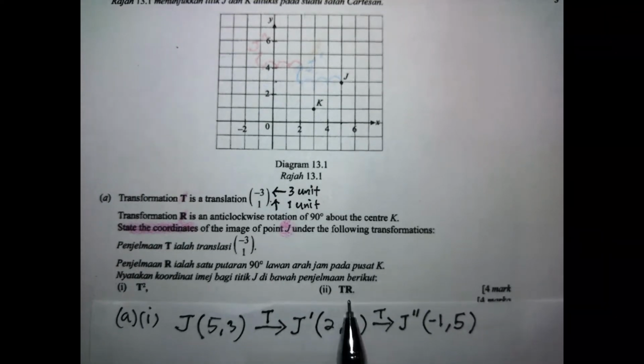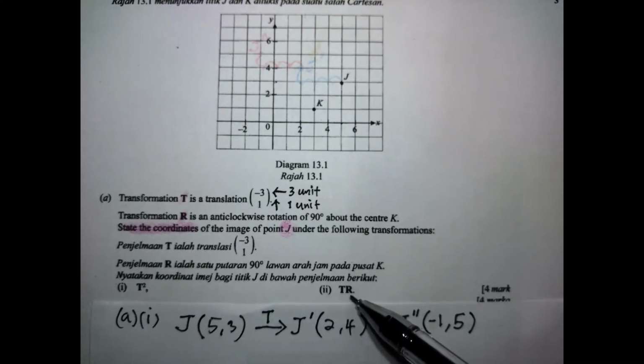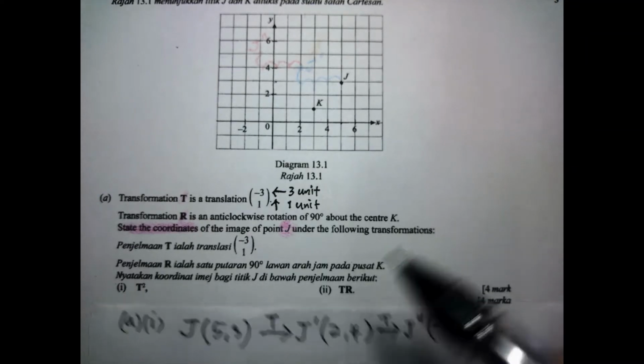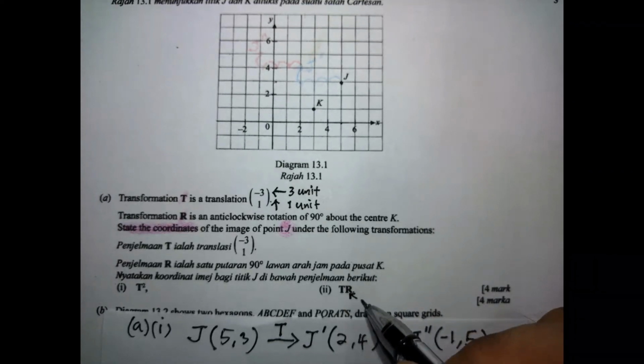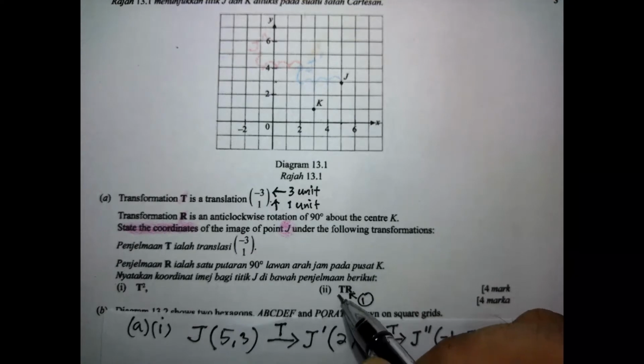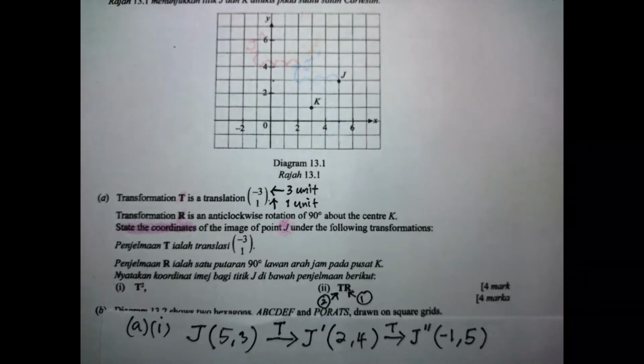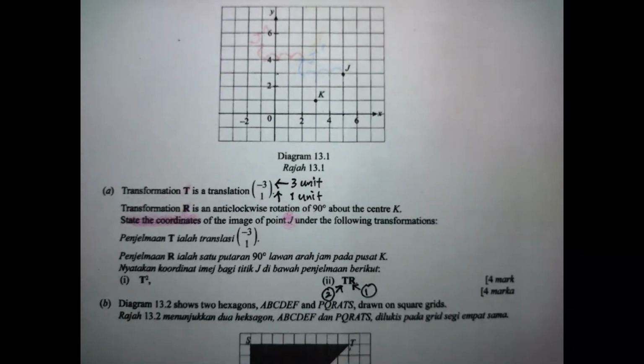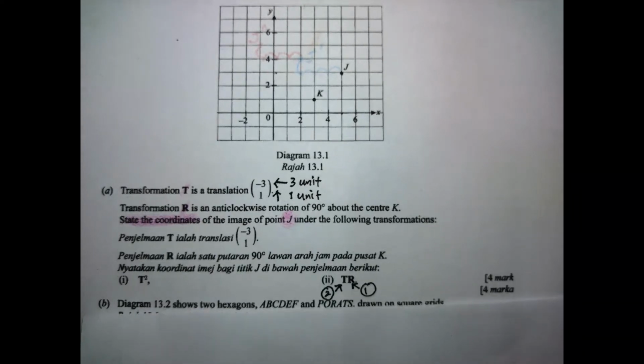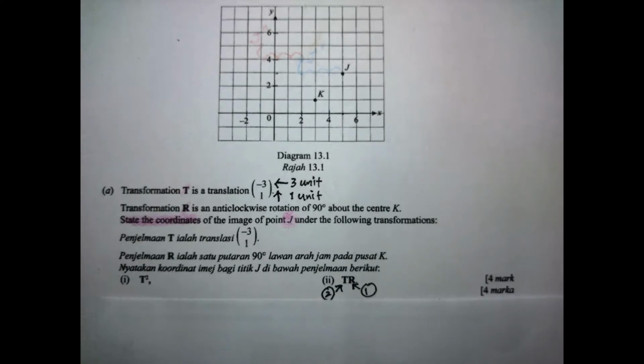For A2, they require you to do TR. TR means a combined transformation, where you do two different transformations, T and R. T is a translation, R is a rotation. In this condition, we do the second letter first, this one first, and then this one second. So for the first step, we do the first transformation, still with the same point J.